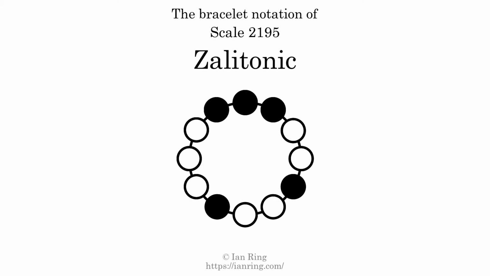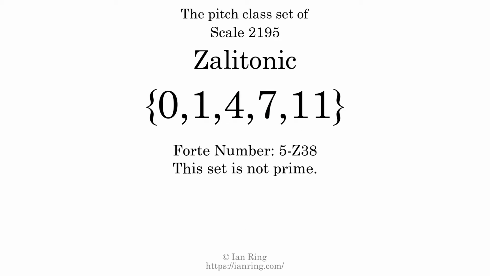This is a bracelet notation diagram of scale 2195. The shaded circles represent tones that appear in the scale, and they are read clockwise, starting at the top. The pitch class set for this scale is 0, 1, 4, 7, 11. The forte class is 5Z38. This set is not prime.